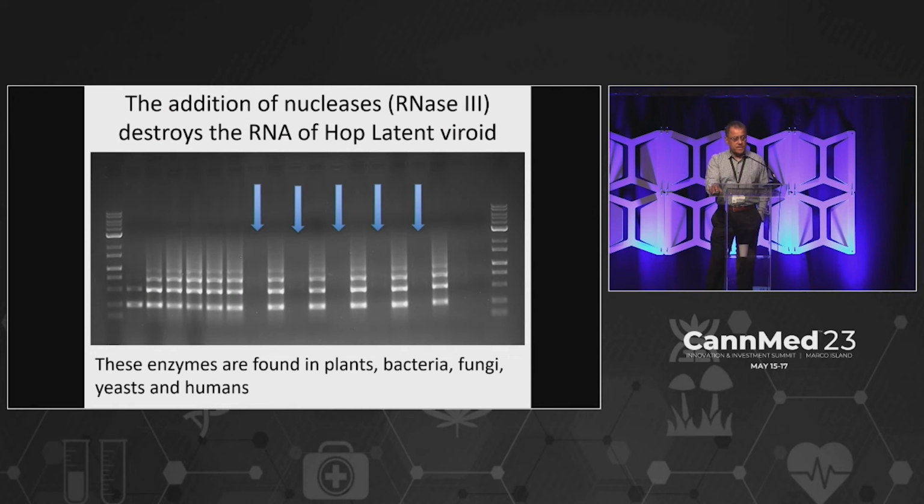Well, here's the good news. I have to end the talk with a little bit of hope, because everything I've said so far indicates this thing is so stable. Nucleic acid enzymes, things that are called nucleases, in particular a type of nuclease called RNase 3, will actually destroy the RNA of this viroid. So here, the vertical blue arrows indicate where we added the nuclease enzyme, and it totally disrupted and destroyed the viroid.